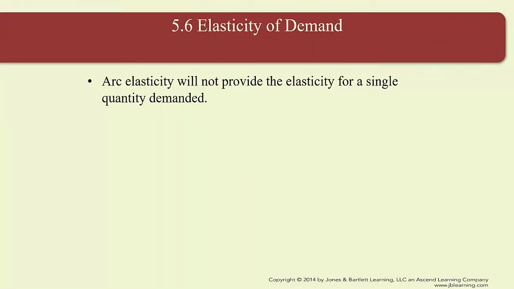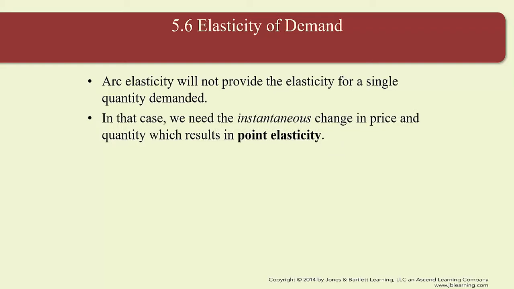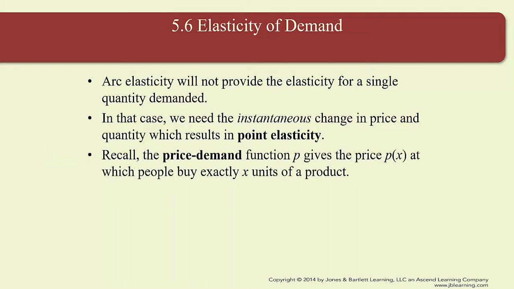All right, so we just worked through an example dealing with arc elasticity. It has to be mentioned that arc elasticity will not provide the elasticity for a single quantity demanded. In that case, we need the instantaneous change in price and quantity, and that gives rise to what is called point elasticity. So you can bet there's going to be some calculus involved here because we see the word instantaneous italicized. Now recall that the price demand function P gives the price P of X at which people buy exactly X units of a product.